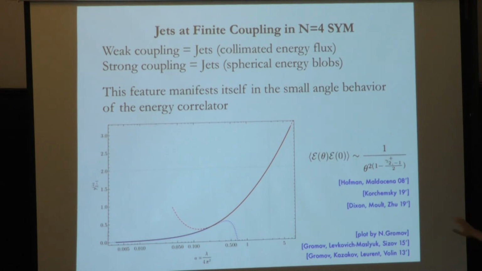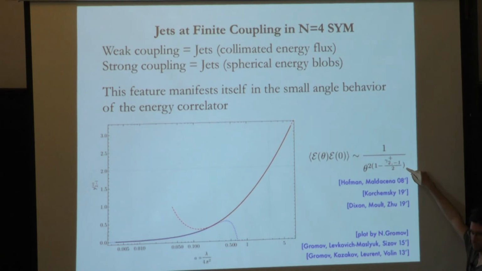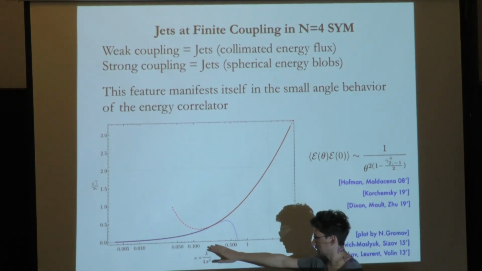And in terms of these observables, it's related to the fact that when you take two detectors close to each other, they have a singularity. And one famous fact from AdS/CFT is that when you go to strong coupling, jets disappear. So at weak coupling, we have collimated energy flux, but at strong coupling, operators create spherical blobs of energy. And here we can plot this small angle behavior of the energy correlator as a function of the coupling, due to integrability and technology developed here. So this is a really finite coupling plot.